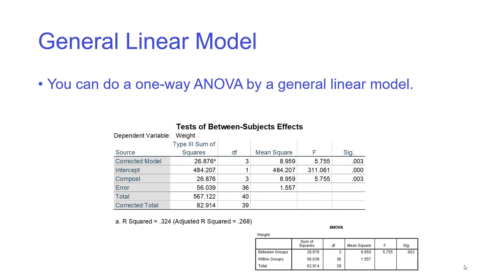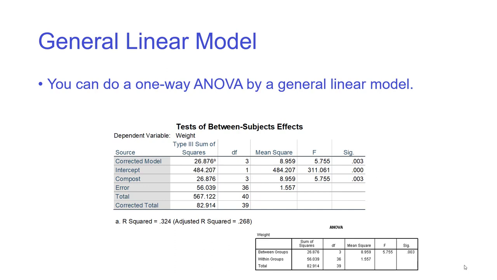Now I could actually have done the one-way ANOVA using a general linear model. So if I took the compost data that we had before and I fed it into a general linear model, this is the table that I would get. So what you have is a column that says sum of the type 3 squares, the degrees of freedom, the mean square difference, the f value and the sig value. So in that case, the effect of compost, the f value is 5.755 and the sig value is 0.03.